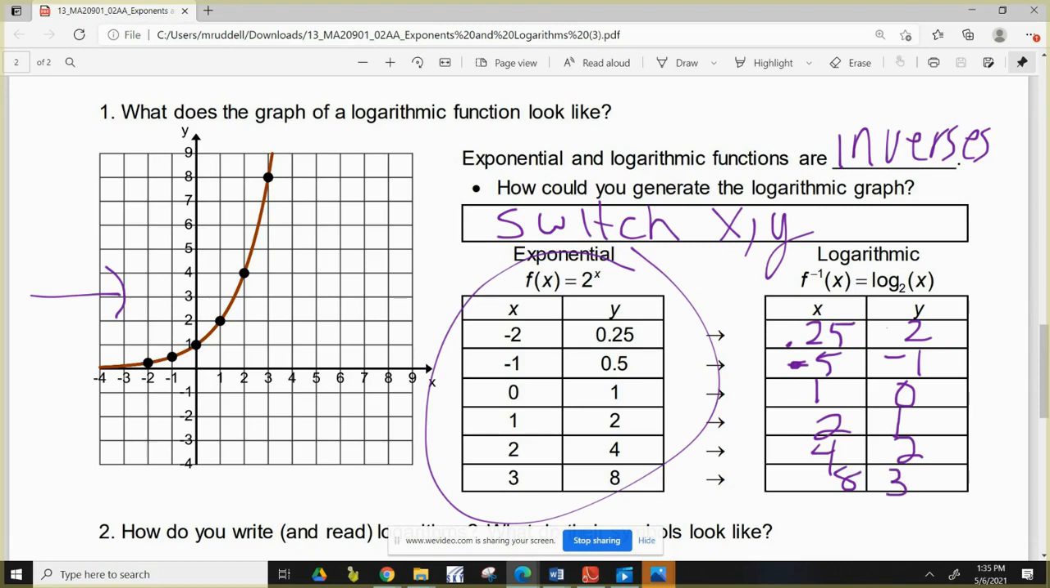Now let's plot those points. I'm going to start at the bottom: 8, 3; 4, 2; 2, 1; 1, 0; 0.5, negative 1; and 0.25, negative 2. It's a negative 2 right there. So you'll notice this is our logarithmic function that we've looked at. It's the inverse.